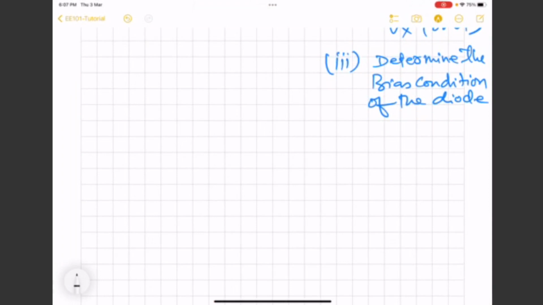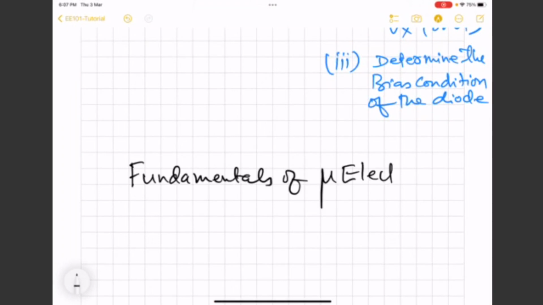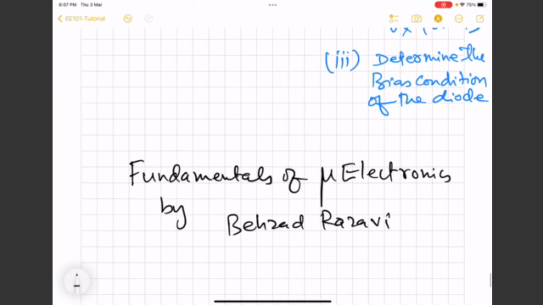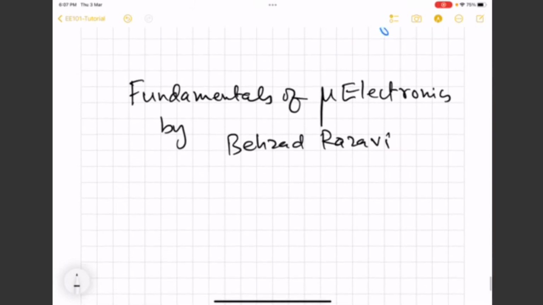And those who are interested in reading this topic, they can read it from Fundamentals of Microelectronics by Behzad Razavi. And you can see the section 8.3 of this. In fact, 8.3.1.